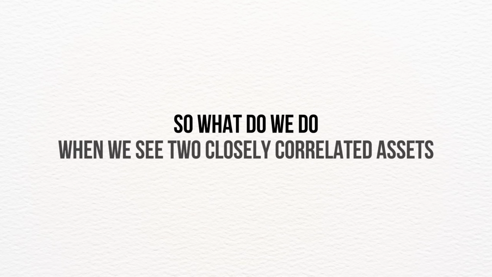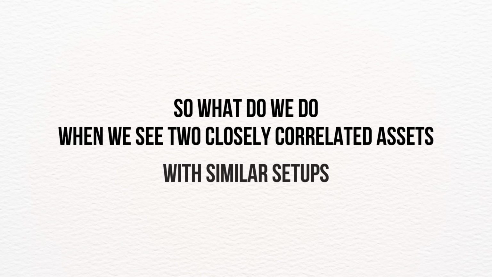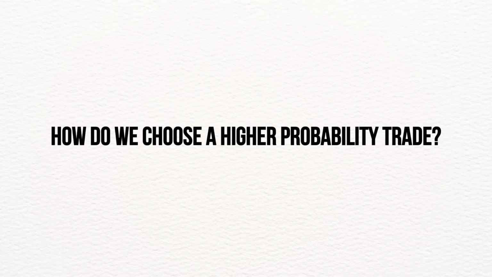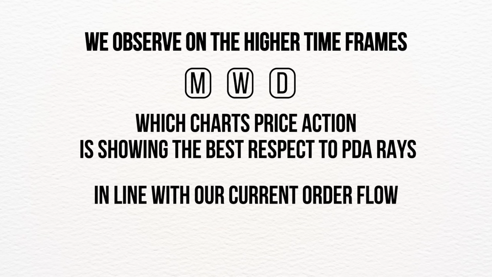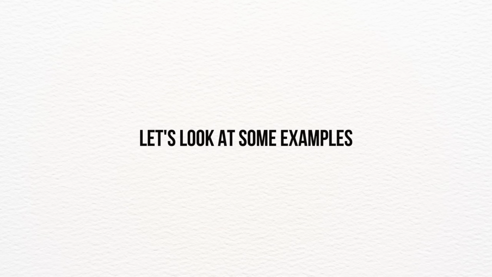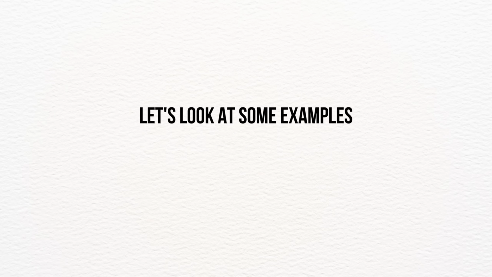So what do we do when we see two closely correlated assets with similar setups? How do we choose a higher probability trade? Well, we observe on the higher time frames which chart's price action is showing the best respect to PD arrays in line with our current order flow. So let's look at some examples to visually help see what I'm talking about here.